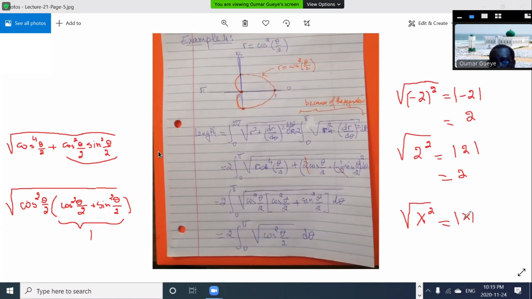Now, if x is positive, it's going to be the same thing. If x is negative, we have to add a negative sign in order to make it positive. So be careful. Anytime you have this situation, you take the absolute value. Don't just say the square root cancels the square and it becomes just cosine theta. In this case, it's going to be the same, but not always. So we'll see why it's going to be the same.